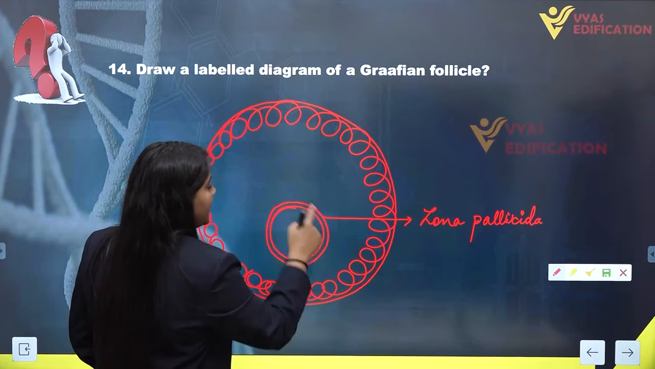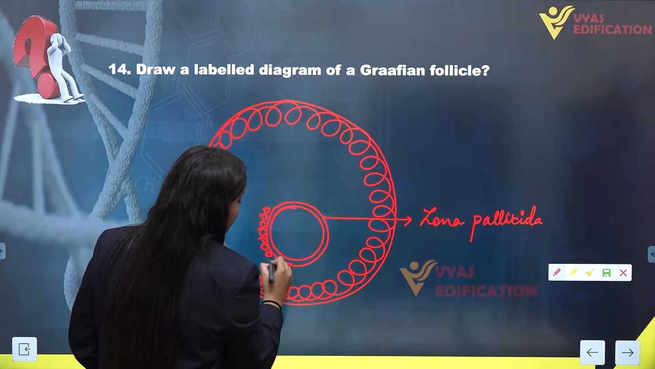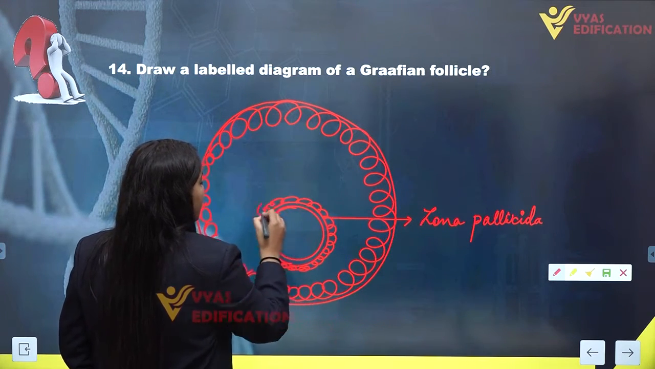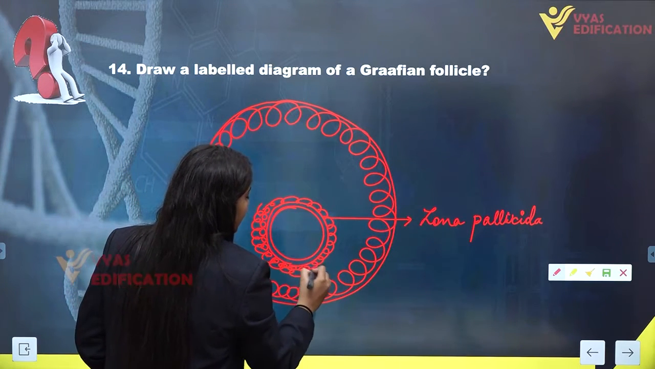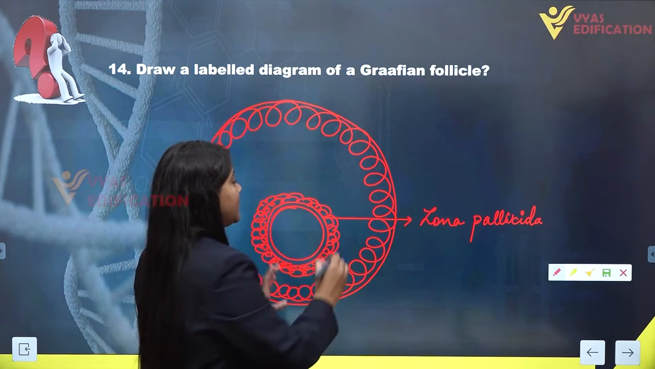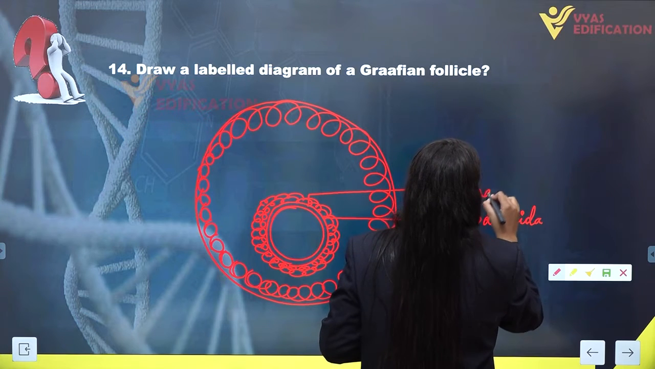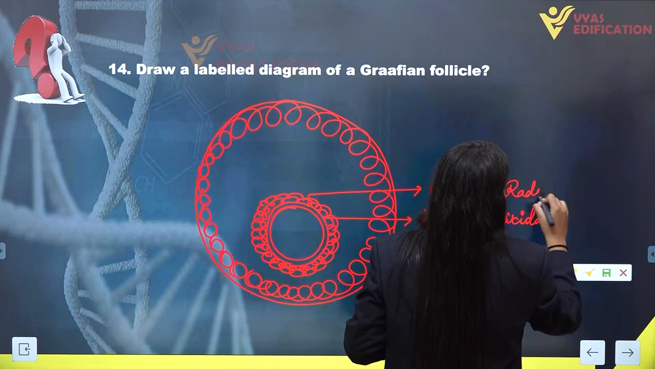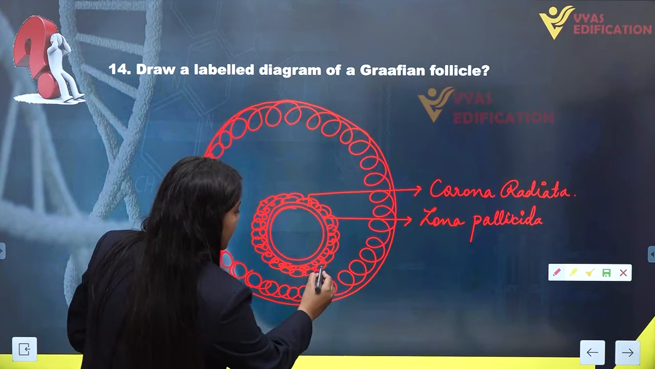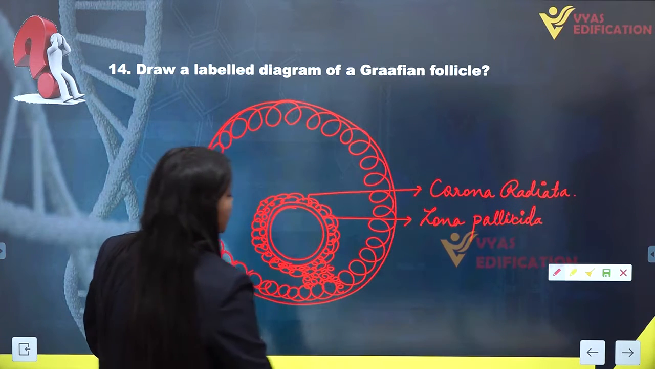Now, surrounding this zona pellucida, there is a multi-layer of granulosa cells surrounding the zona pellucida, and this layer is known as the corona radiata. Corona radiata. Here also we have numerous granulosa cells.